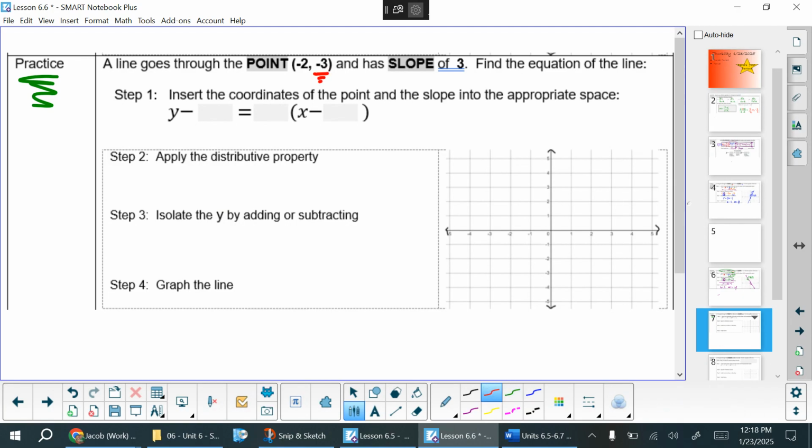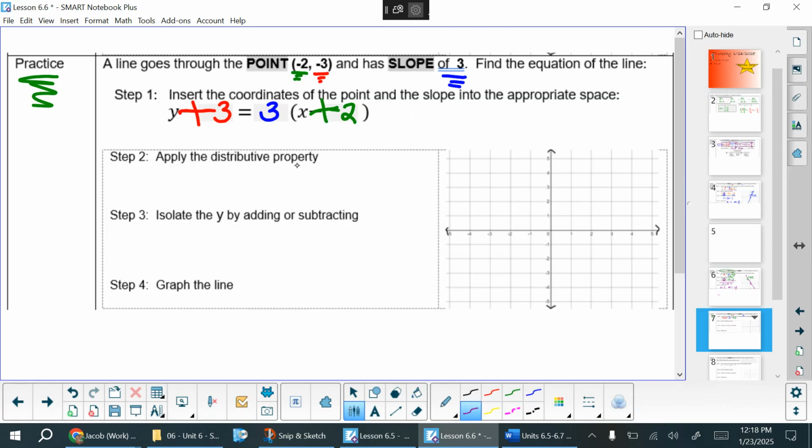So if I see a -3, I'm plugging that in for y. I see my -2. That's my x coordinate, so it's going in with the x. And I see my slope is 3, so that goes there. Before I move on, I want to take care of these minus negatives. So minus a negative is a plus, minus a negative is a plus. And we just got rid of all the negative signs, which is great. That's going to make this easier.